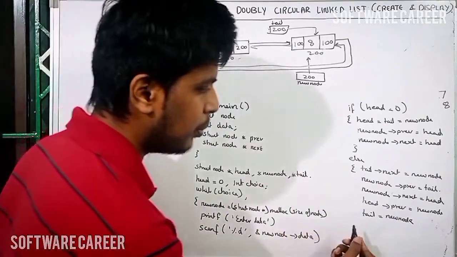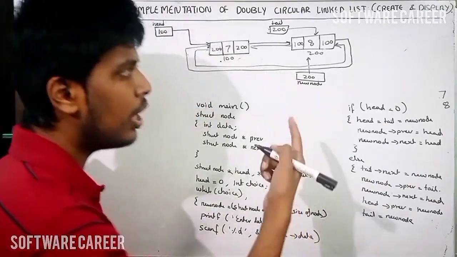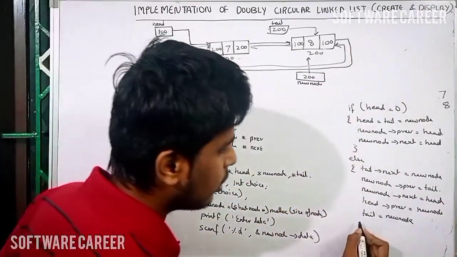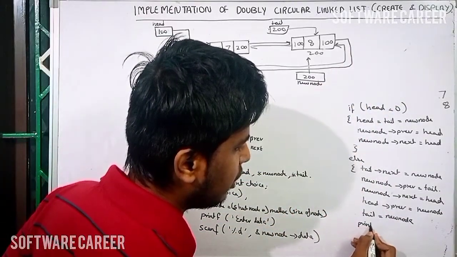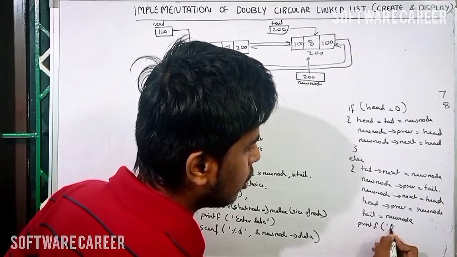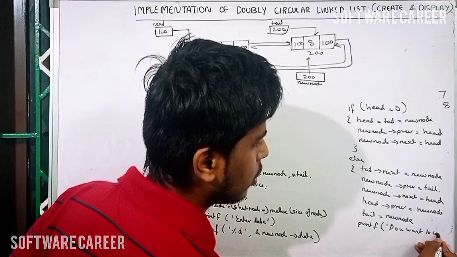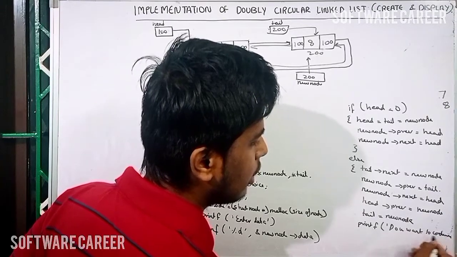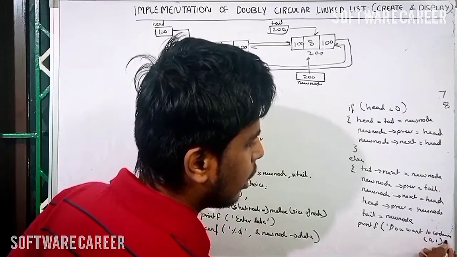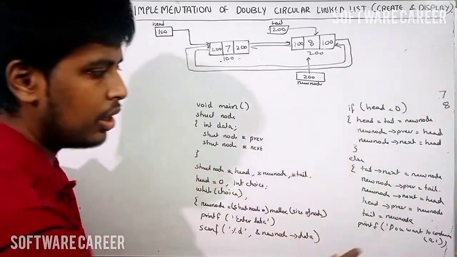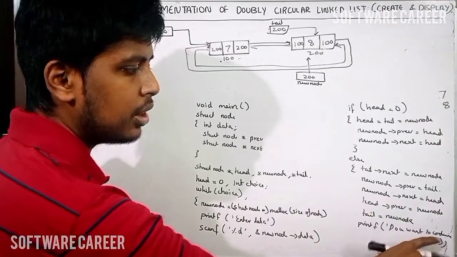And then the next step remaining is, see, now you want to ask the user whether he wants to create a node or not. So I am writing that, see here. Printf, do you want to continue? That is 0 or 1. Now you are asking the user whether he wants to create a node or not. You are asking him to enter 0 or 1.